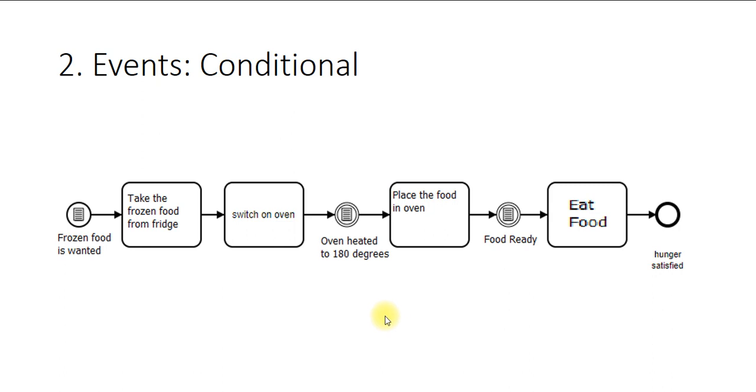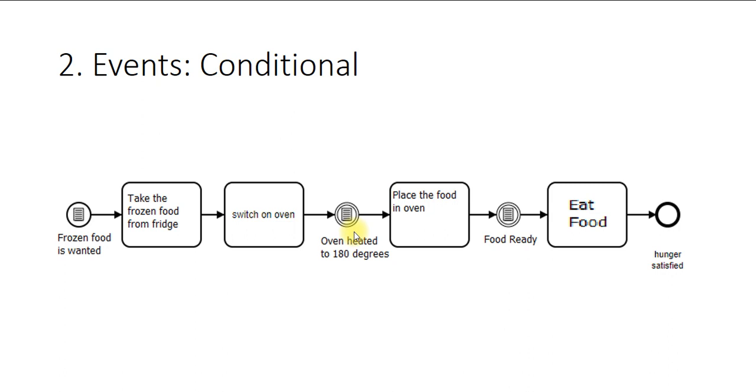Now this one is an example of a conditional event. Remember, at the epicenter of the event, there is a note. That is the indication that it is a conditional event. So the conditional event says frozen food is wanted. It's a start event, so it kickstarts the process. Frozen food is wanted, so the task is take the frozen food from the fridge. The next task is switch on the oven.